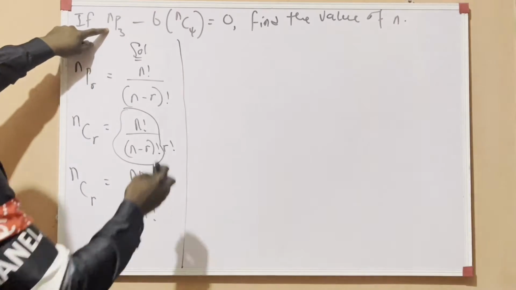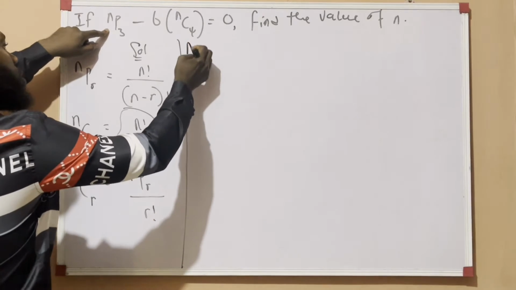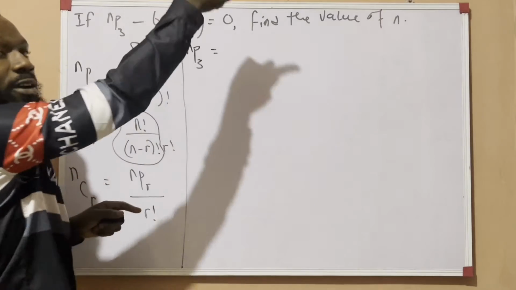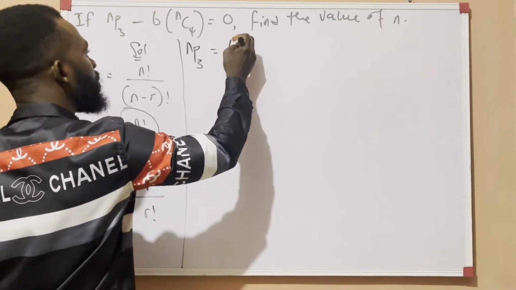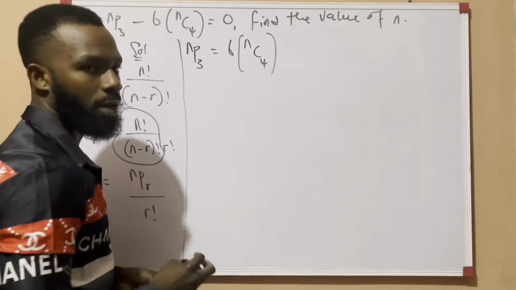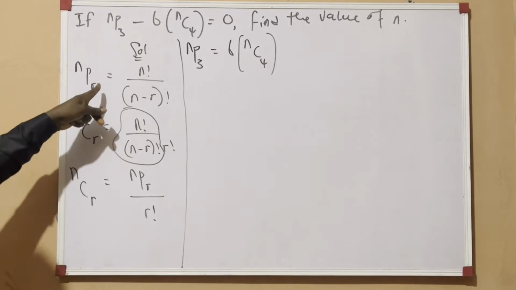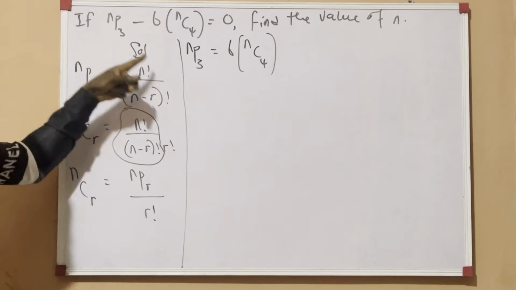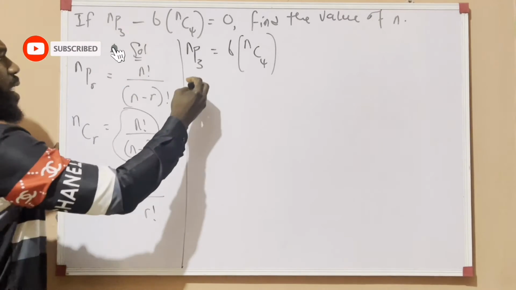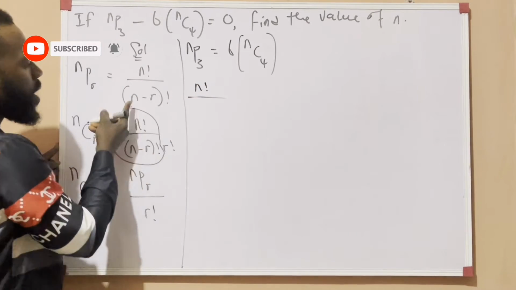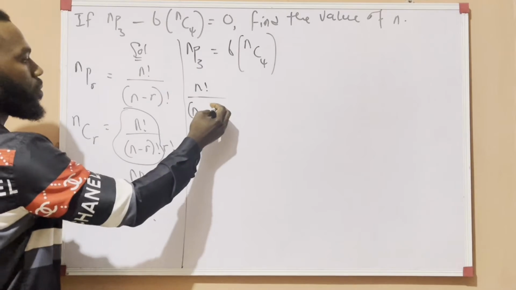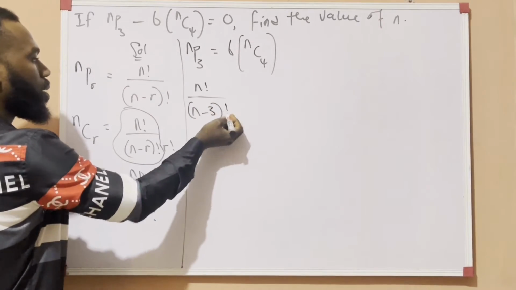And so what do we have left here? nP3 is equal to, if the negative sign crosses the equality, it becomes a positive 6 into the bracket of nC4. Now let us input this into the formula for permutation. Here n factorial remains over n minus r, where r is 3, so n minus 3 factorial.